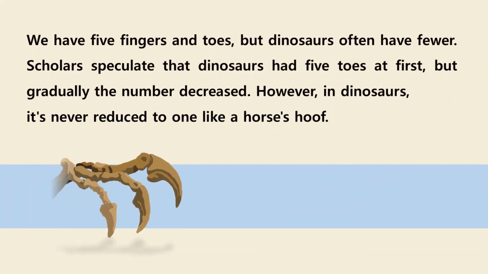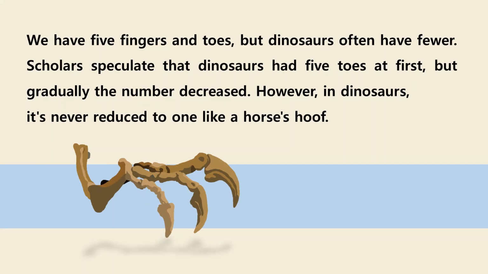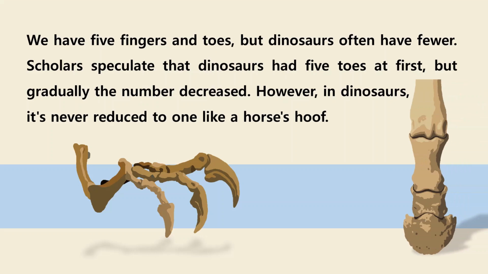We have 5 fingers and toes, but dinosaurs often have fewer. Scholars speculate that dinosaurs had 5 toes at first, but gradually the number decreased. However, in dinosaurs, it's never reduced to 1 like a horse's hoof.